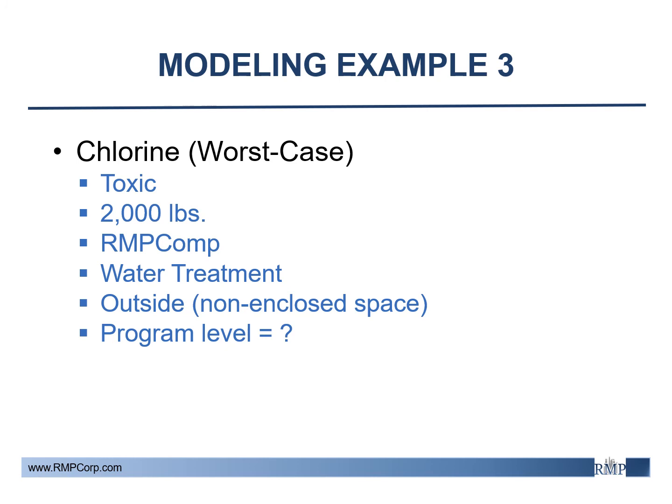Modeling example number 3. The substance that we'll be focusing on is chlorine, which is a toxic substance with a quantity of 2,000 pounds. We'll be modeling this scenario with RMP*Comp. The facility is a water treatment facility, and the chlorine is stored outside. We want to determine the program level.